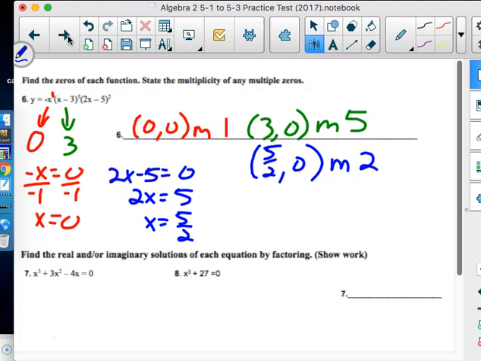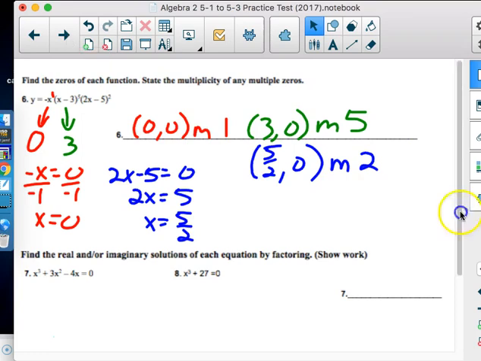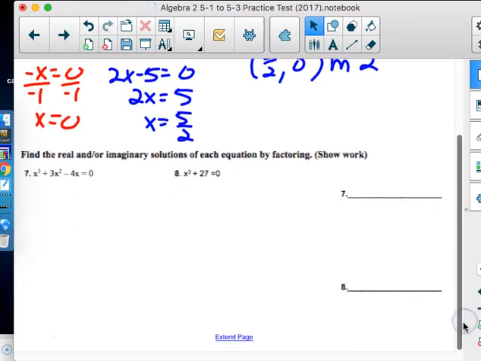Alrighty, so now test-taking strategy. That one was all factored for us, and we found the zeros. So what are they going to do? They're going to take that factoring away from us and make us do it. And that's what we're doing here. So this is, hey, let's find the real and or the imaginary solutions of each equation by factoring. Remembering that we might have to maybe complete the square or do the quadratic formula for the ones that are imaginary. So take a look at 7.